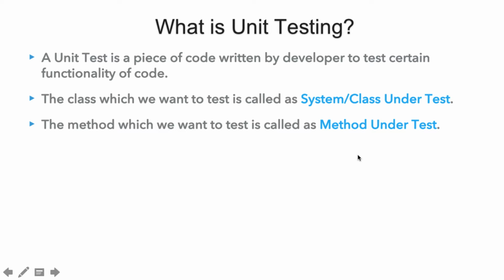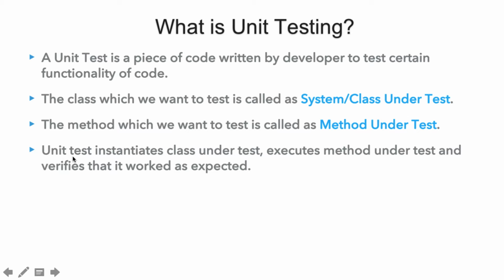So friends, what a unit test does is, it instantiates the class under test, because we want to test that particular class. Then it executes the method under test, because whatever functionality of code we want to test is written inside this method. And finally it verifies that it worked as expected.